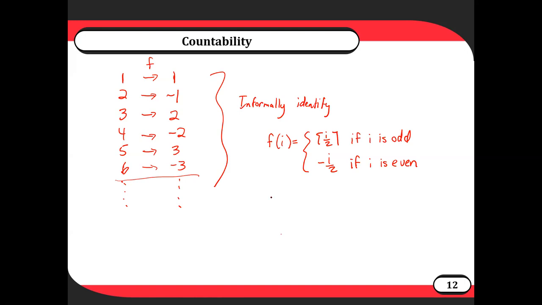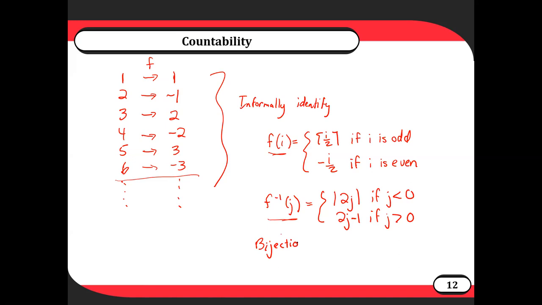If it's invertible, yeah. So if we can invert this function, and let's call this on J, then we can say that it's the absolute value of 2J if J is less than 0, and 2J minus 1 if J is greater than 0. All right, and this is a function also because each pre-image maps to exactly one image, right? So for a given J, I get exactly one image that I map to. So the inversion of this is also a function. So this is a bijection. Okay, so that's another way to identify countable sets.